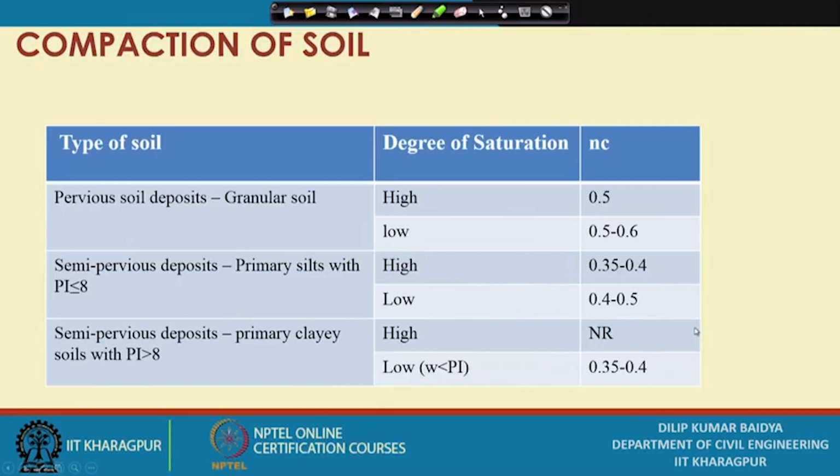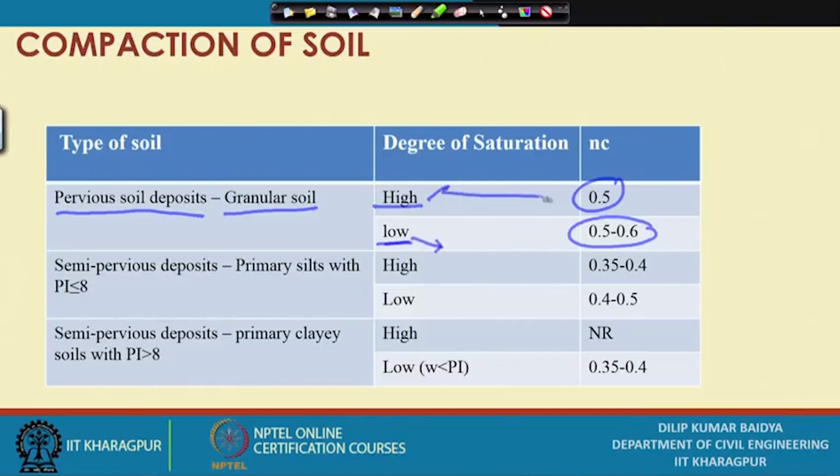And the constant NC value is given. You can see different types of pervious soil: if you deposit granular soil, the degree of saturation can be high or low, two categories. For pervious soil deposits, that is granular soil, with high degree of saturation NC is 0.5, and with low degree of saturation it is 0.5 to 0.6.